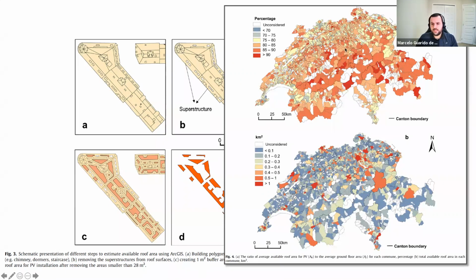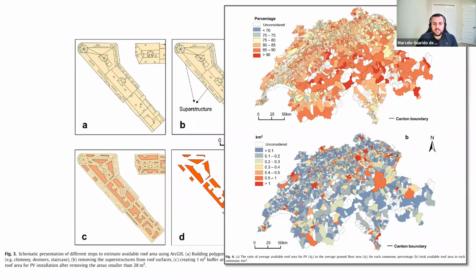This first top plot shows the communes in Switzerland. The communes are the smallest division, which I believe could be equivalent to a city for us. This first one is the ratio between the free space in the rooftops divided by the total area of the rooftops. And this one is just the total free rooftops. So they have a lot of areas that could be used for energy.